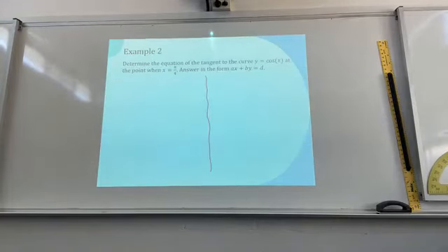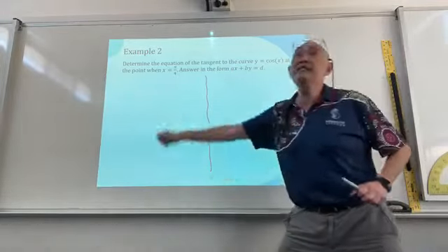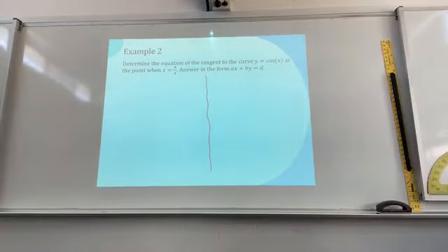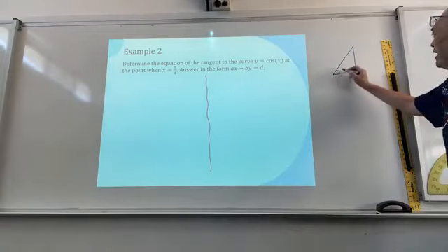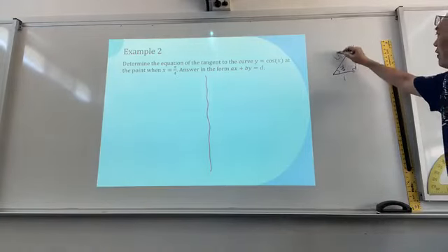Alright, now, example 2. You need to determine the equation of the tangent to the curve y equals cos x at the point where x equals pi over 4. Answer in the form ax plus by equals b. Now, think about cos x when x equals pi over 4. Can you remember how to find the exact value? Remember your triangle. So it's pi over 4, 1, 1, and square root of 2.